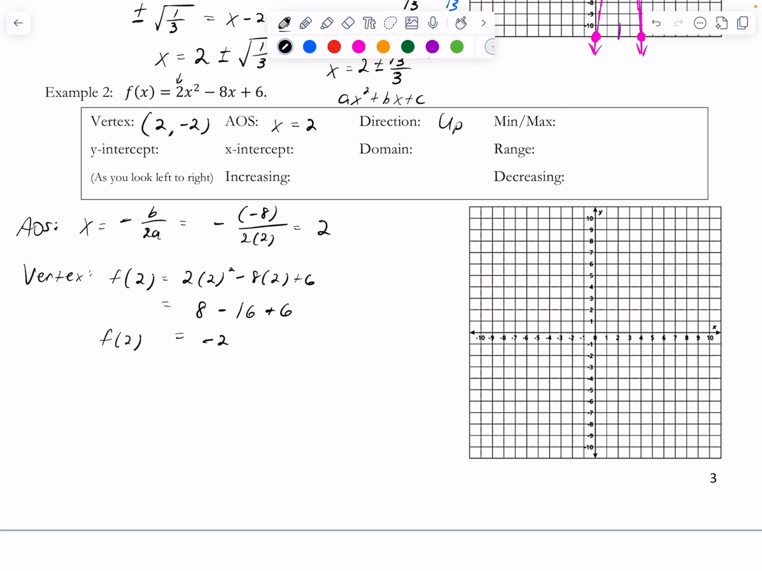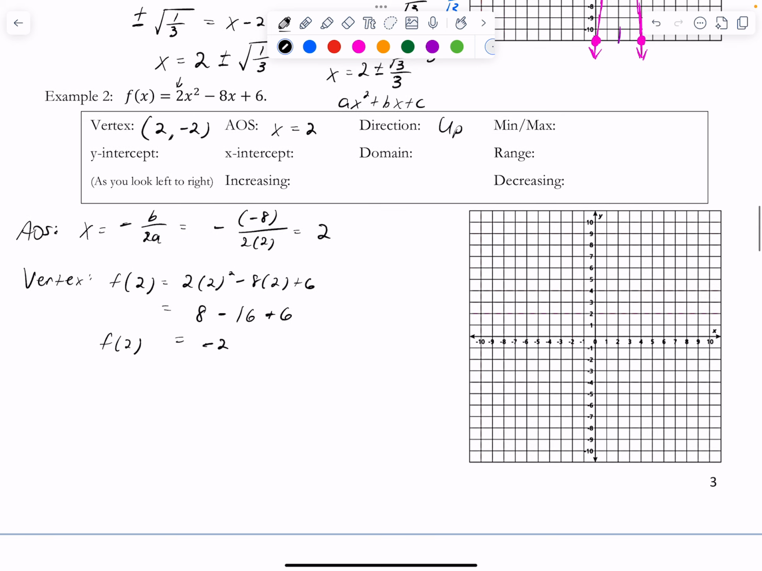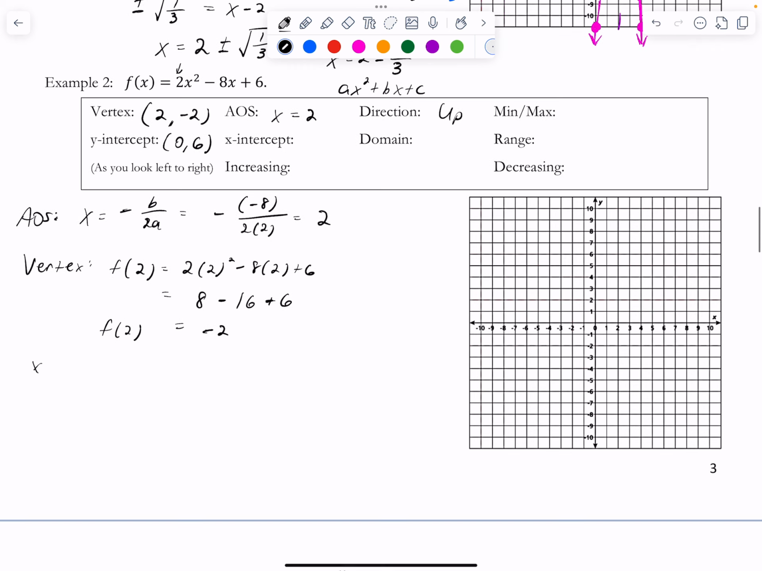Now the y-intercept is a little bit easier to find for standard form. It's always 0 comma c, which is 0, 6. But if you forget that, you can just plug in 0 for x and you would get 6. To find the x-intercepts, I'm going to try to factor this. So I'm going to set it equal to 0.